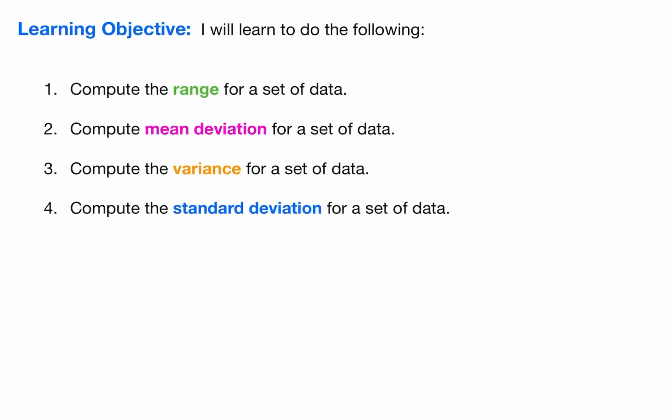Okay, class, in this lesson, we are going to learn to do four things. We're going to compute the range of a set of data. We're also going to compute the mean deviation for that same set of data, as well as its variance, and then ultimately the standard deviation.